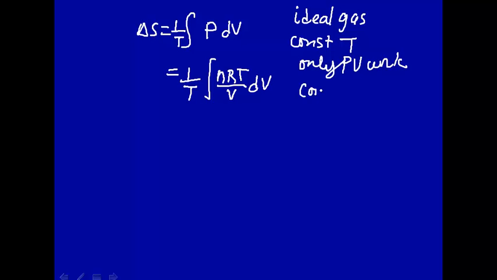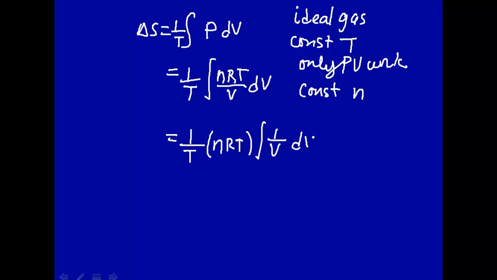Oh, that's nice. We're going to make an assumption of constant number of moles. We're not adding or subtracting anything into it. This would be 1 over T. We're pulling n and R and T. It's constant T, we can pull that out. So this would just be nRT, the integral of 1 over V dV.